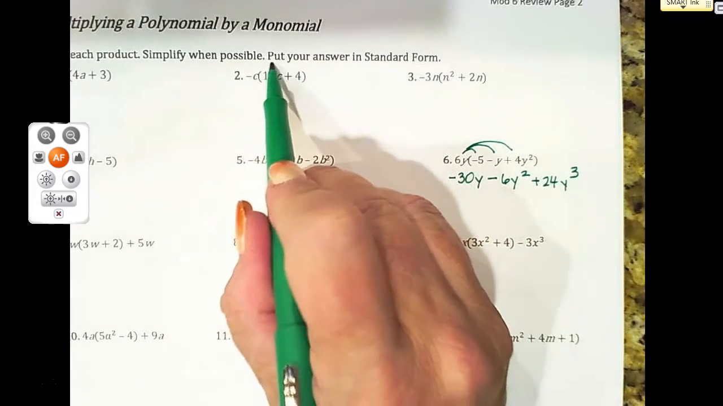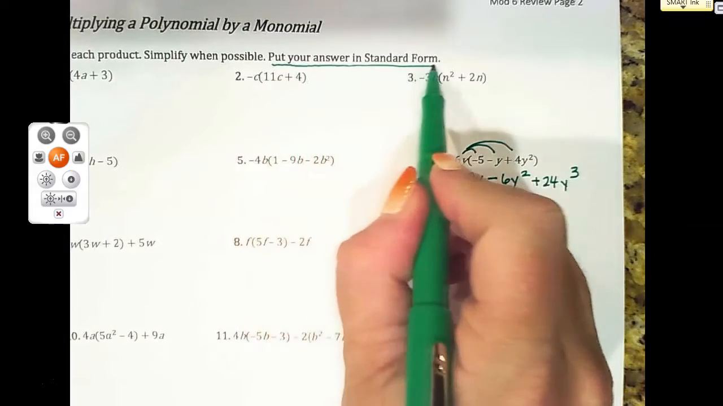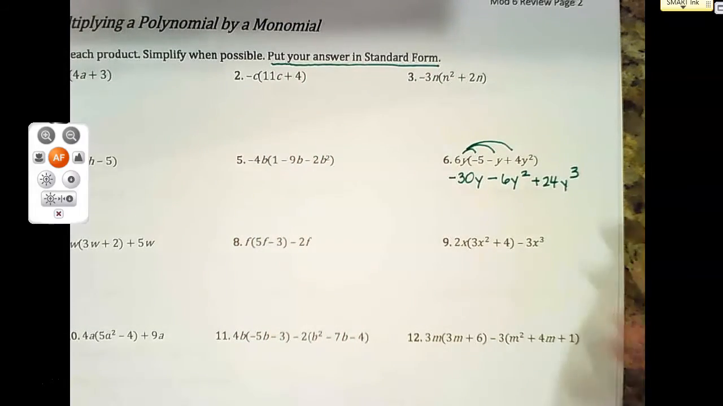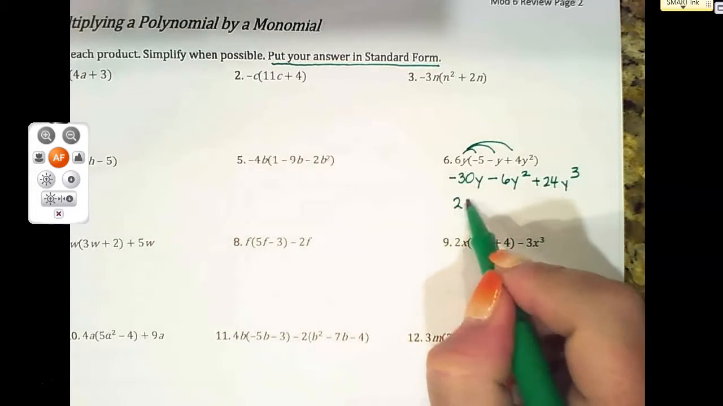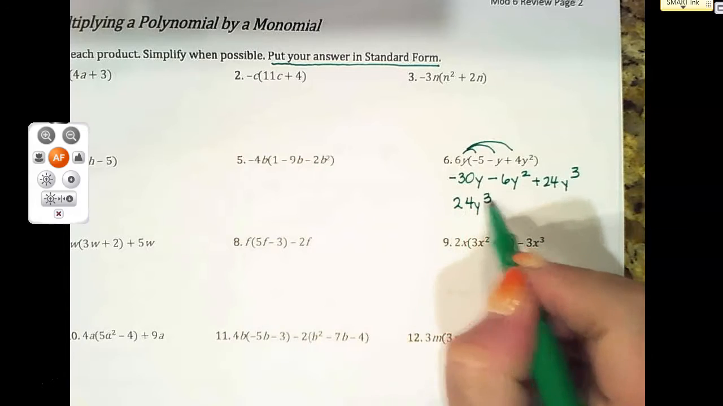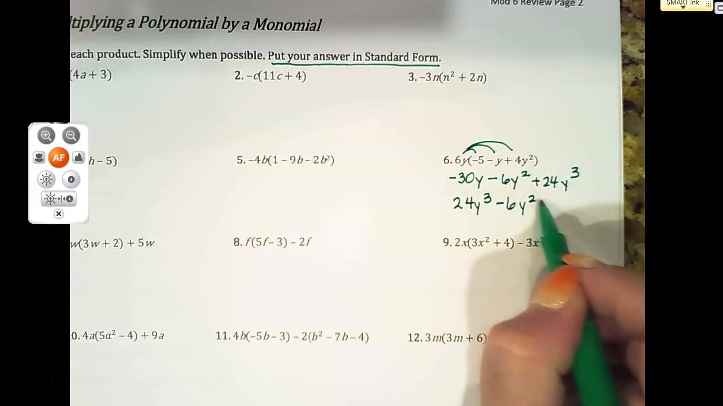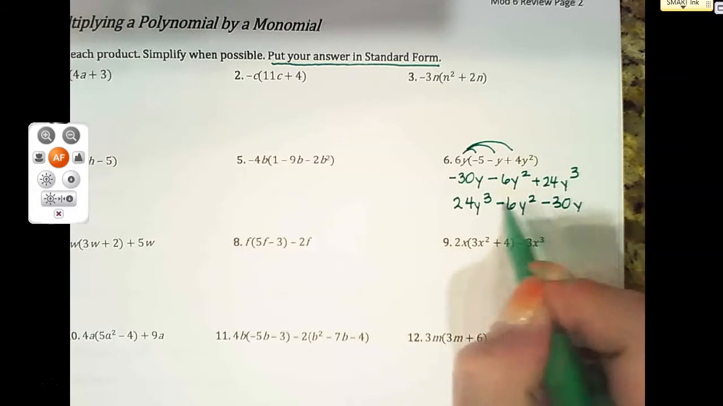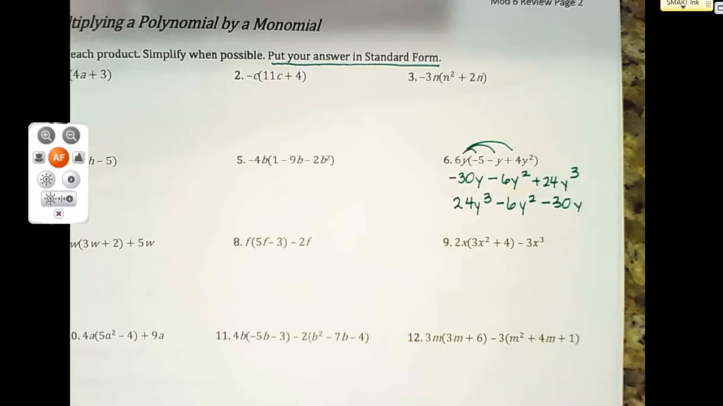And then always remember to read the directions on this test and on this review to see what other skills you need to have. So we need to put that in standard form. So I'm going to go in descending order of the variable. So power of 3, power of 2, power of 1, and that's standard form. So now let's take a look at number 11.